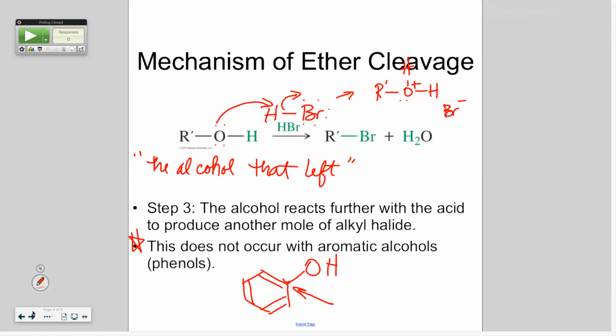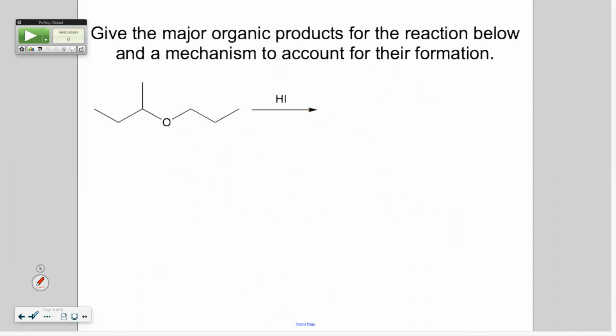All right, now let's see if we got some. What are the major organic products for the reaction below, and a mechanism to account for their formation? So first of all, can you tell me what the products are going to be? Here is your hint.